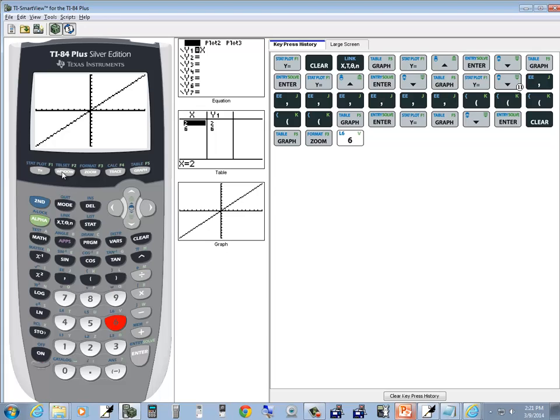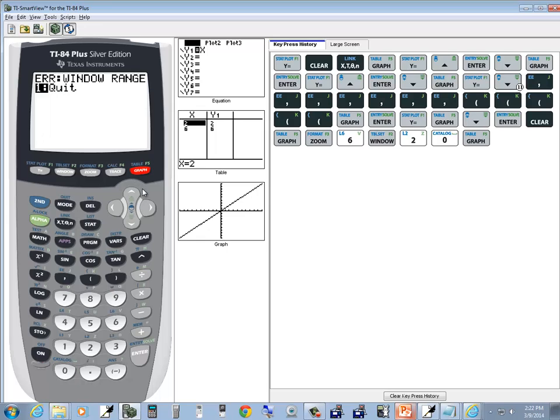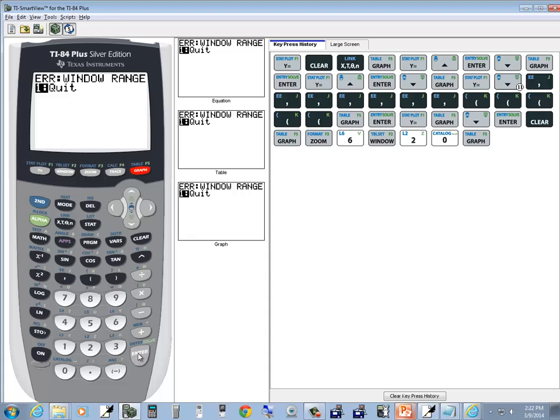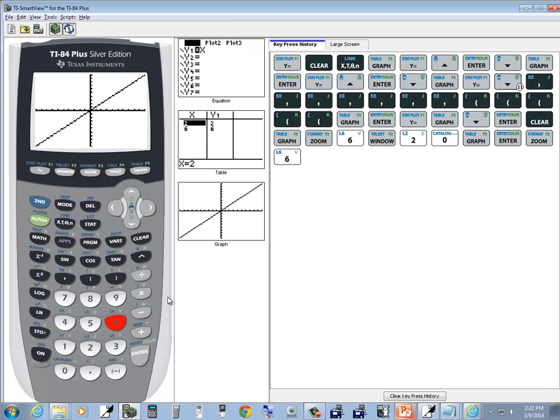As an example, I'm going to go into window here, and x min I'm going to change to 20, x max is 10, and then press graph. Now you get a window range error. I see students get this. I'm not sure how they get it. If I press enter and quit, again, to fix any of those type of issues, you press zoom 6, and then it sets you back to where you were.